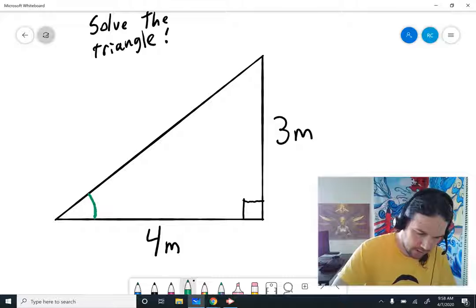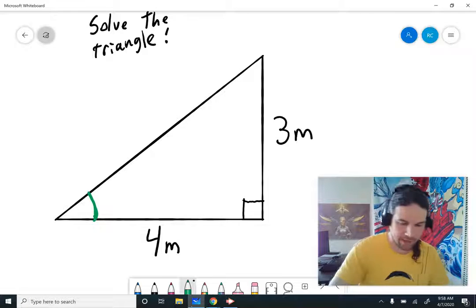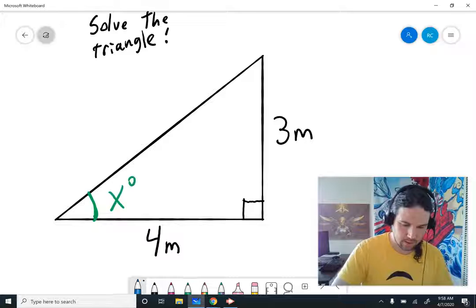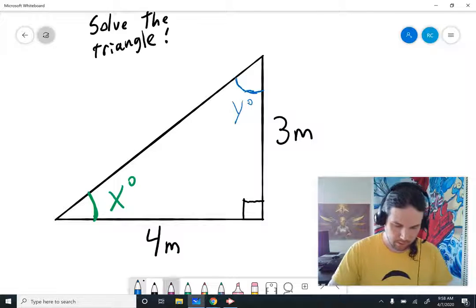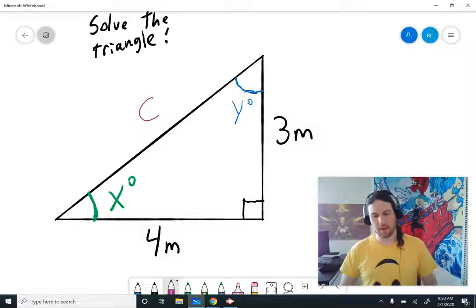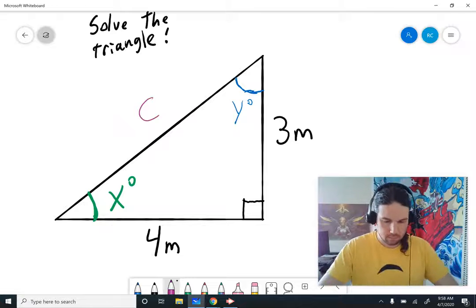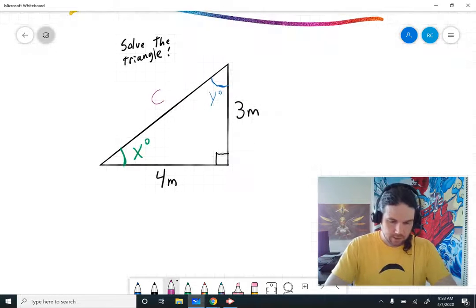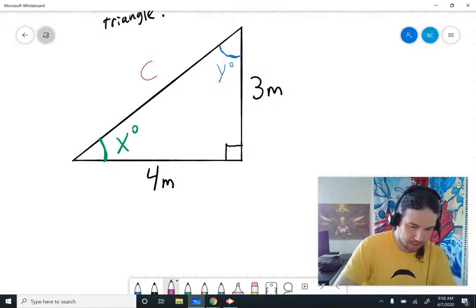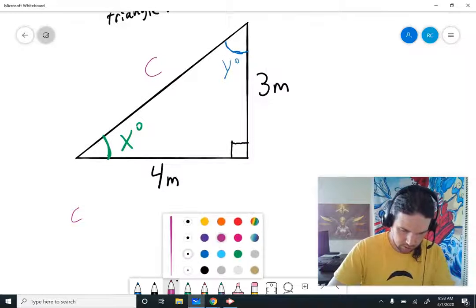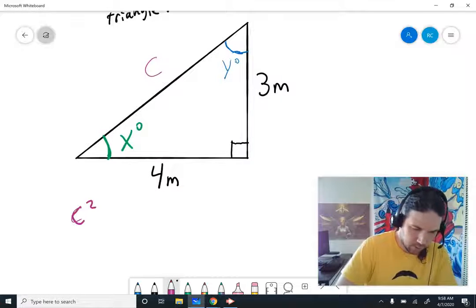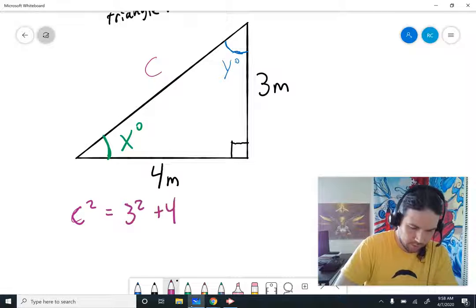Let's call this, I don't know, x degrees, and we'll call this angle y degrees. I'm still going to use c for the hypotenuse because that's just what I've been using. Now, obviously, finding c is going to be the easiest part here. We get c squared equals 3 squared plus 4 squared, right?